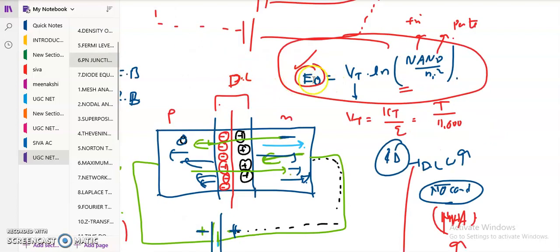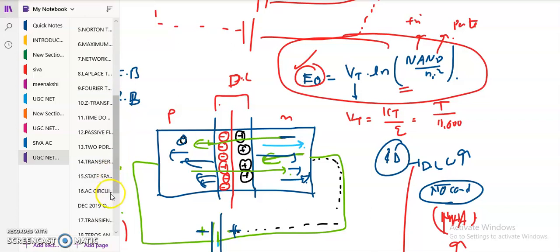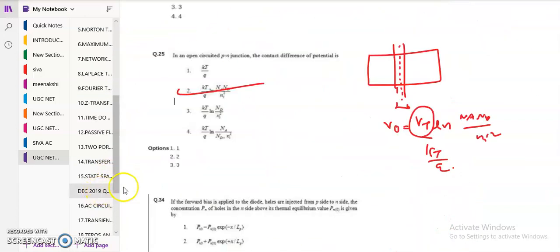This is the formula here for E naught. In the PN junction topic, E naught is equal to Vt, where Vt is kT by q. So that E naught or V naught, the potential barrier voltage, can be given as kT by q into ln of NA ND by Ni square. That is the answer based upon this concept.